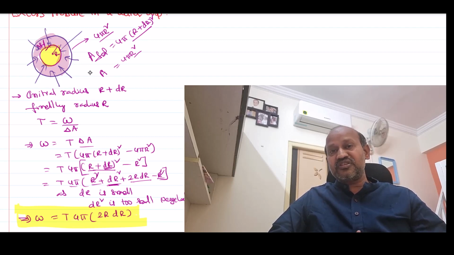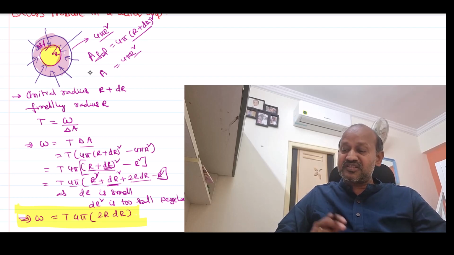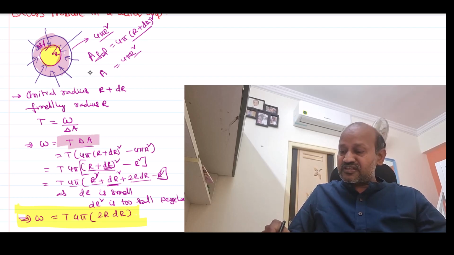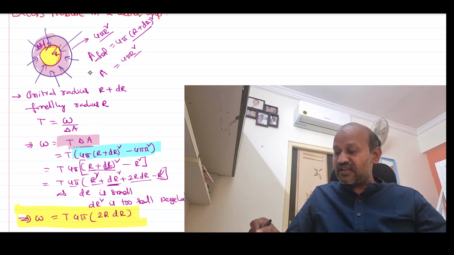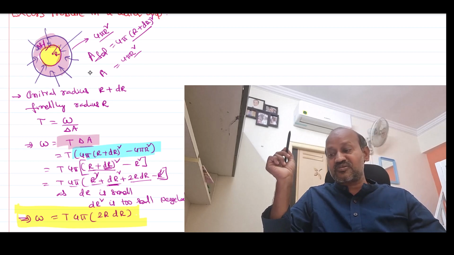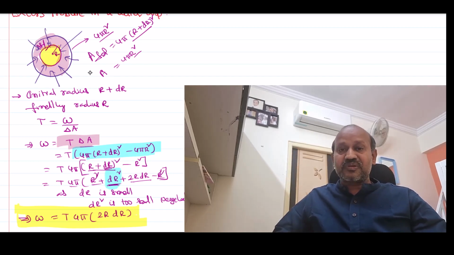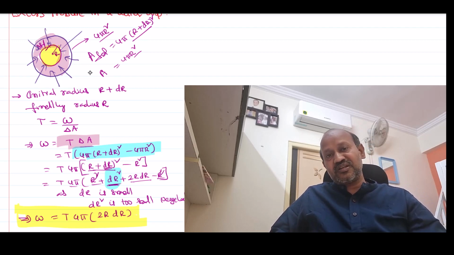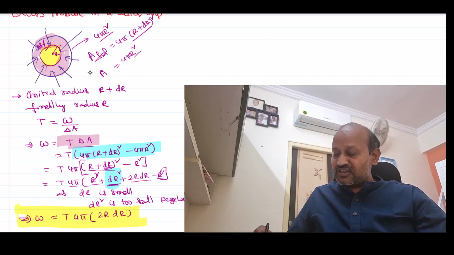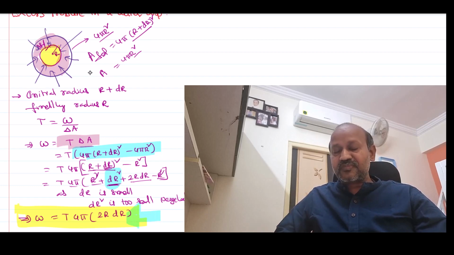So in reducing the total area from a spherical drop of radius r plus dr to a spherical drop of radius r, surface tension must have done some work. How much is that? That is surface tension into change in area. So I have derived an equation for the change in area, the bigger area, 4 pi r plus dr whole square, minus 4 pi r square. I have simplified and ignored dr square because dr itself is small and dr square is too small. So I have got a derivation for the work done.